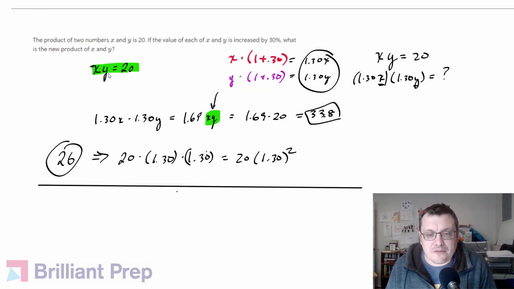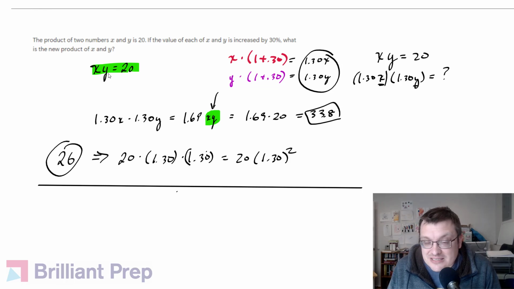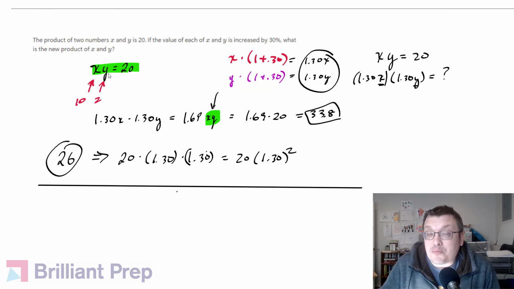It's kind of an interesting little, not magical, but sort of mathematical twist to this kind of question, and that gets us our answer. As a side note, because x and y are unconstrained outside of their product being 20, another approach here is just pick a value for x and y. Let's do x is 10 and y is 2, and then apply the changes, right?